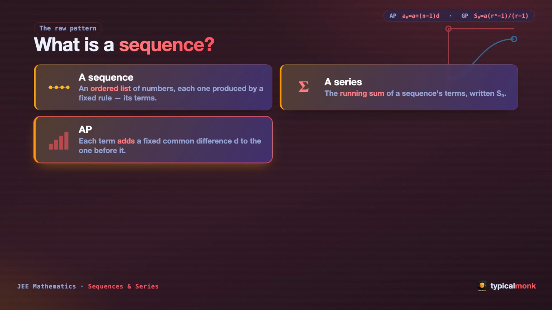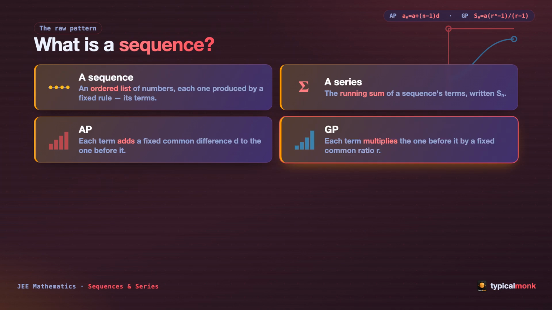The arithmetic progression is the simplest rule of all. Each term is the one before it plus a fixed common difference. The geometric progression multiplies instead of adding. Each term is the one before it times a fixed common ratio. Sit with that difference. Add for AP, multiply for GP, because it decides which formula you reach for.